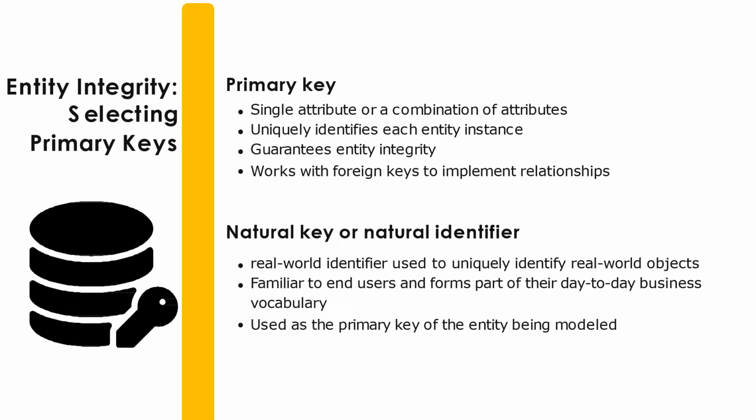We have what we call a natural key or natural identifier. These are real-world identifiers used to uniquely identify real-world objects. They are familiar to end users and form part of their day-to-day business vocabulary. And usually, they are used as the primary key of the entity being modeled.